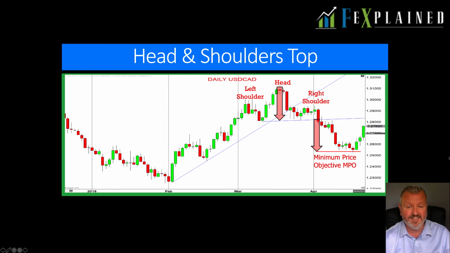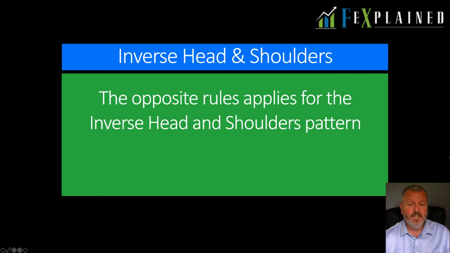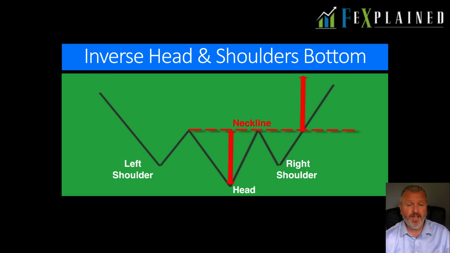This is an example on a daily US dollar Canadian dollar chart. The inverse head and shoulders is just the opposite, with the same rules applying as for the head and shoulders pattern. So here we have the market in a downtrend. We have 3 successive lows, and these lows now form the left and right shoulders around the same height, with the lowest of the lows in here being the middle one, which is the head.